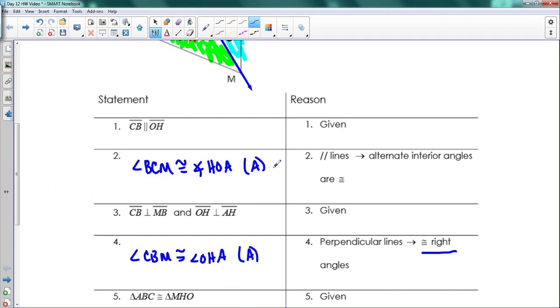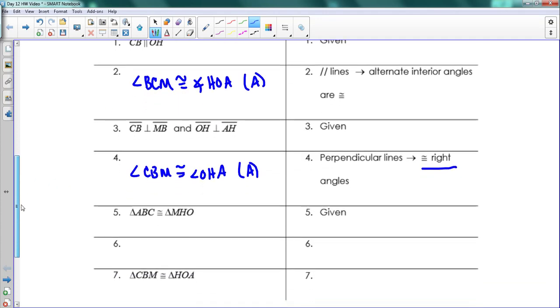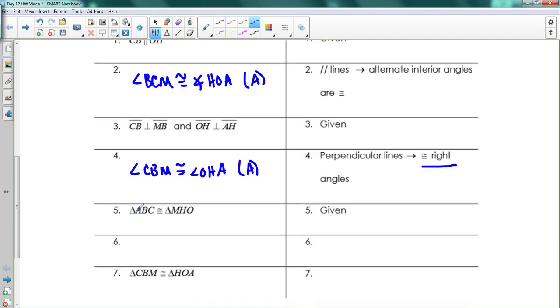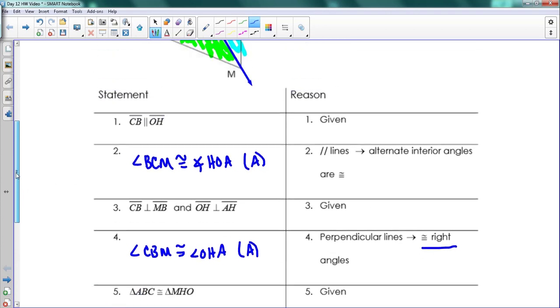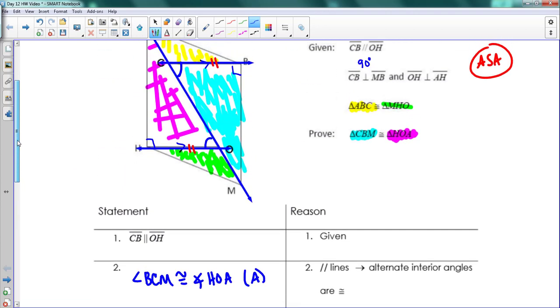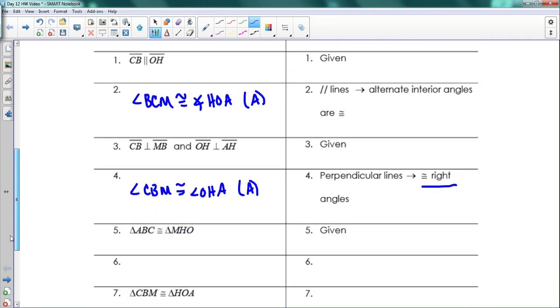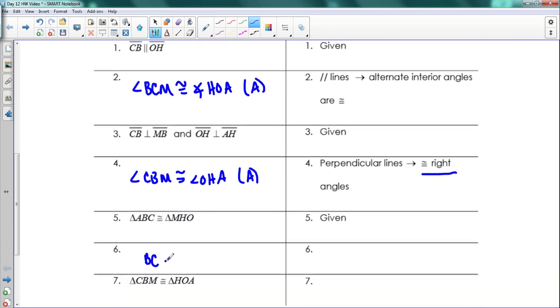Remember, I need 3 congruent statements. Right now I have 2 angles, so I'm going to have to show that a set of sides are congruent as well. I had one last given. Remember that the green and the yellow triangles were congruent, and if they are congruent, all their parts are congruent. So I can say BC is congruent to HO. I'm going to put an S here, so I now know that those are congruent sides.